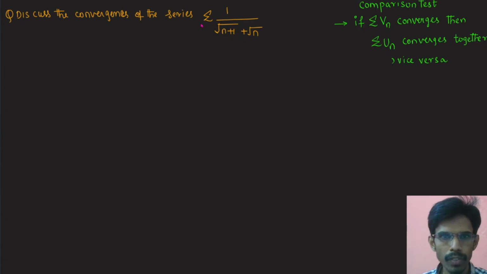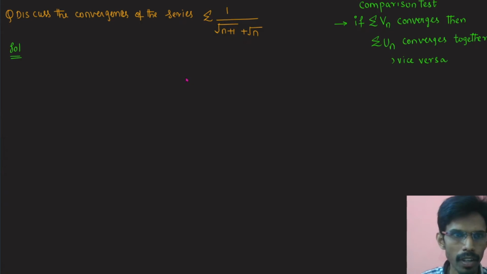Discuss the convergence of the series sigma 1 by root over n plus 1 plus root over n. Now let us solve this. Here the general term un is given, that is 1 by root n plus 1 plus root n.